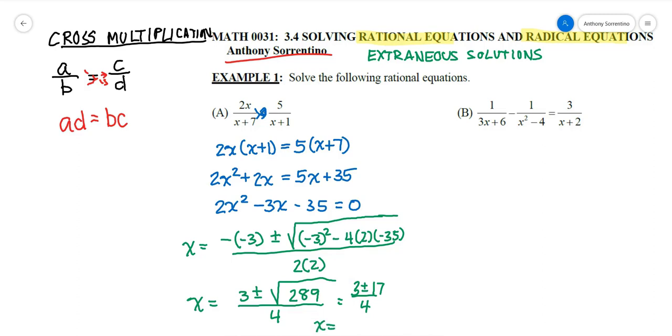3 plus 17 is 20, divided by 4 is 5. 3 minus 17 is a negative 14. And a negative 14 divided by 4 is a negative 3.5.